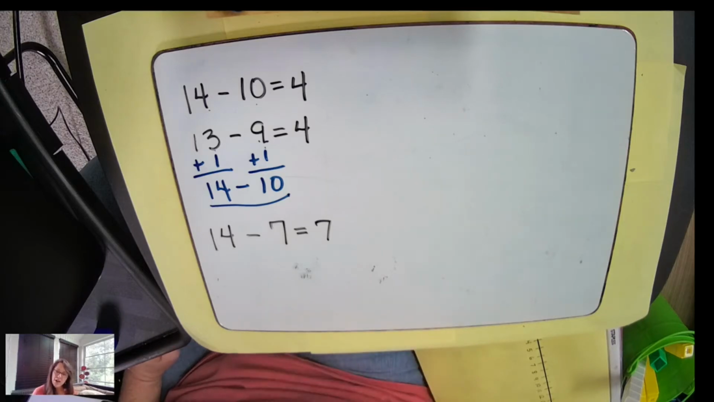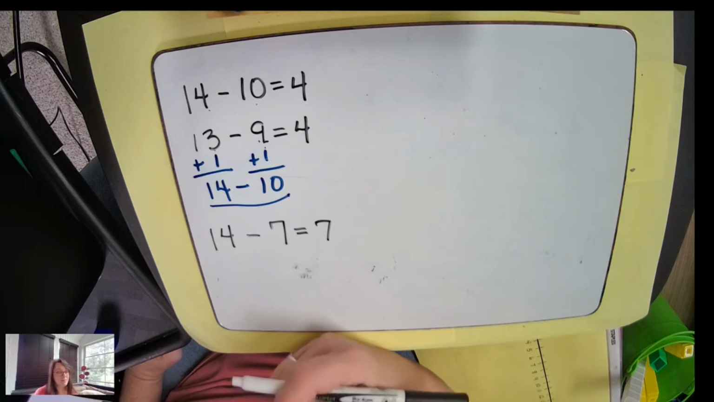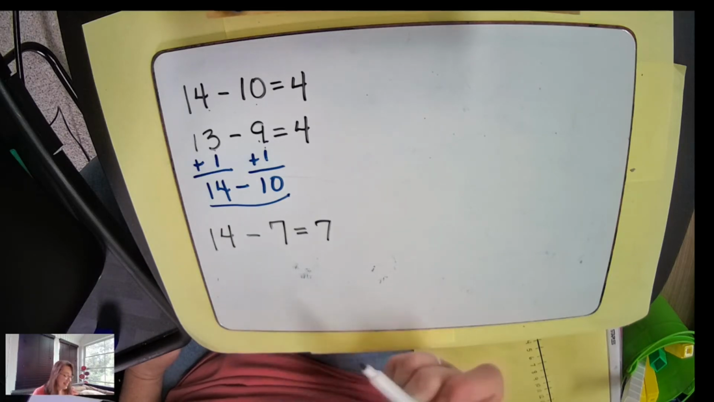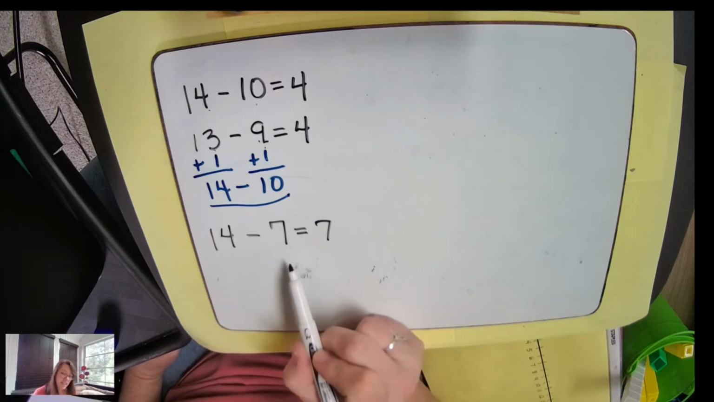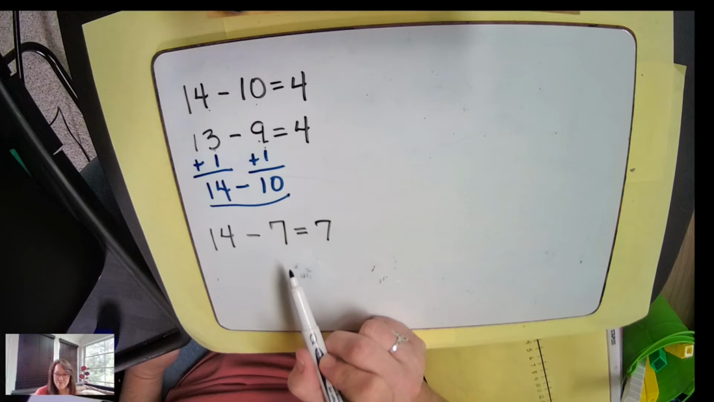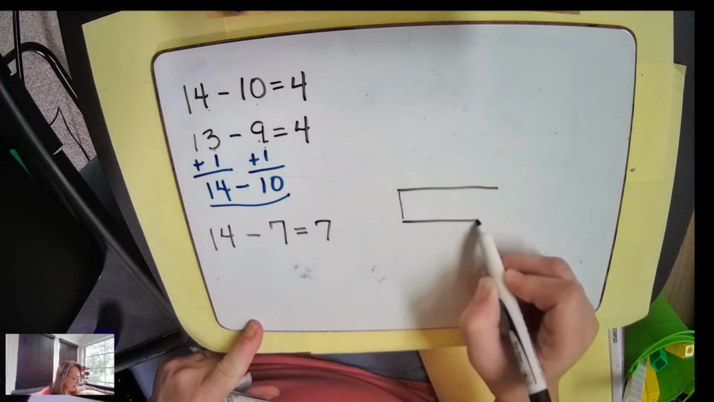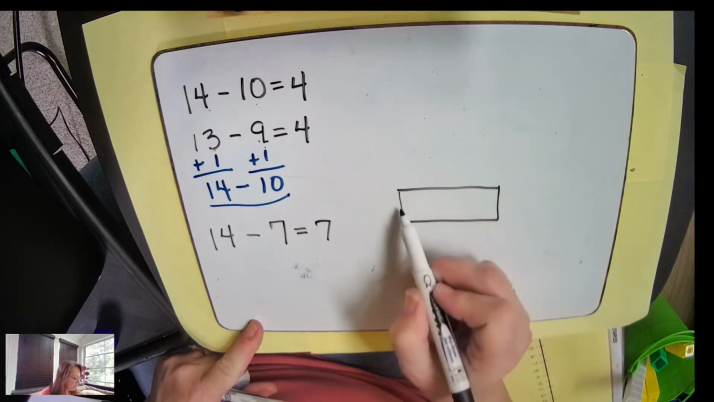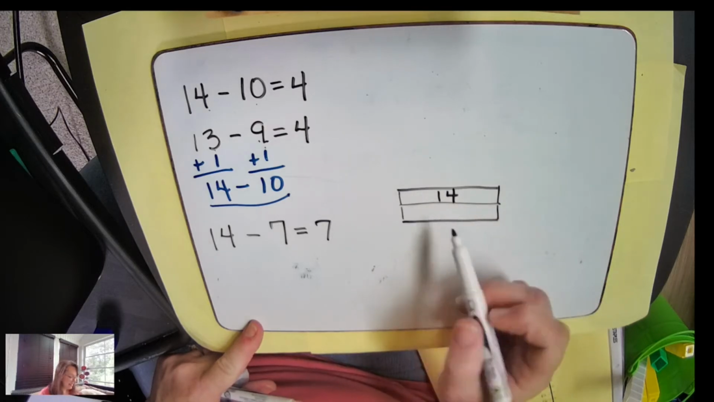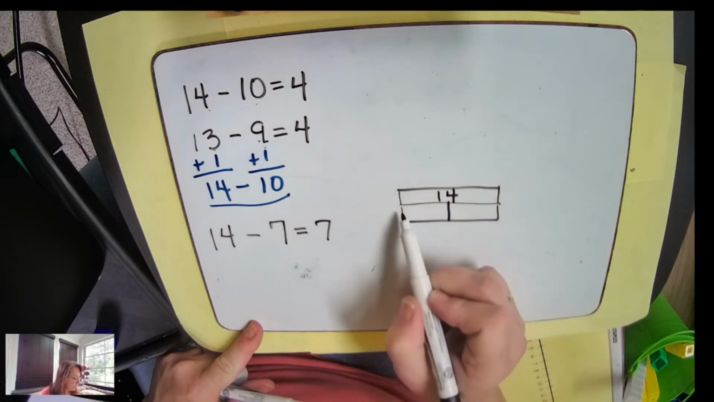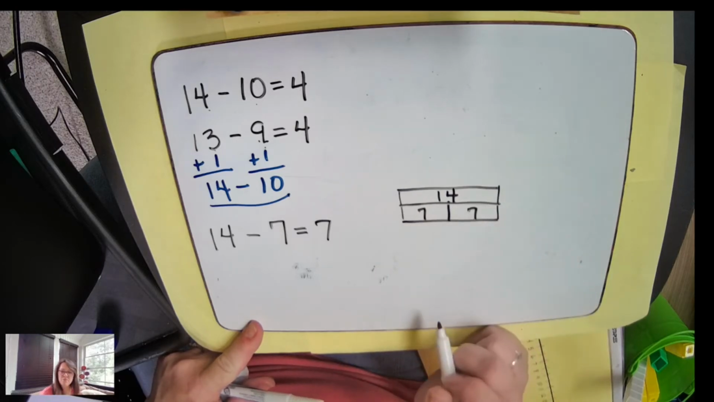Maria, tell us, how were you thinking about this problem? Maria says this one was not too difficult because she knows her doubles facts. And she knows that 7 plus 7 is 14. So 14 is decomposed in 2 equal parts of 7 and 7.